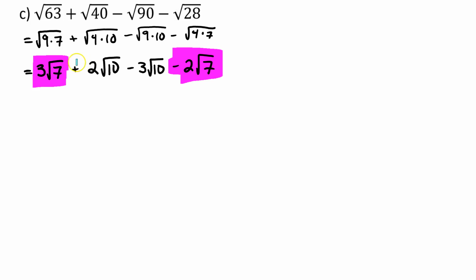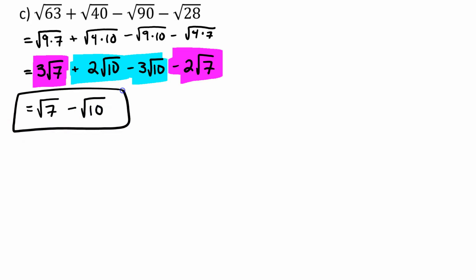Then I'm going to highlight the like terms here. 2 root 10 minus 3 root 10. So 3 root 7 minus 2 root 7 is simply going to be 1 root 7, so I can just write root 7. 2 root 10 minus 3 root 10, that's negative 1 root 10, so I just write negative root 10. And we're done. It feels like we can go further than this, but we truly cannot.